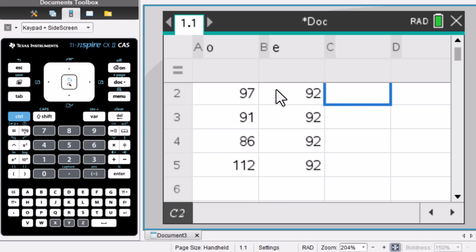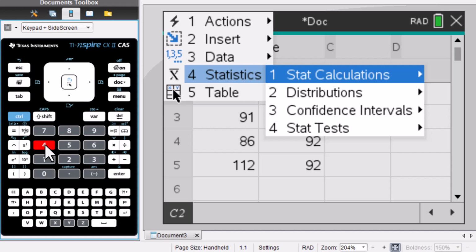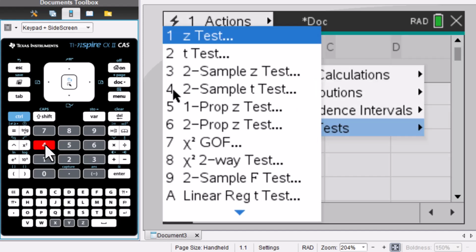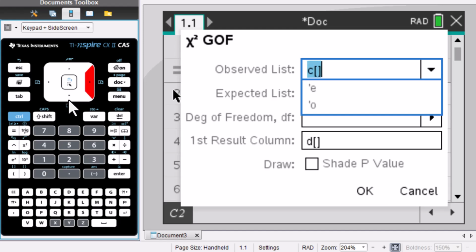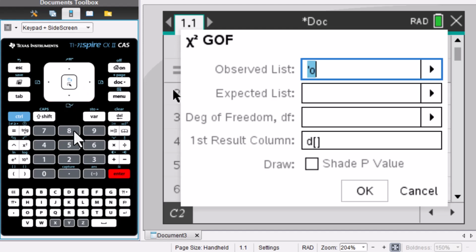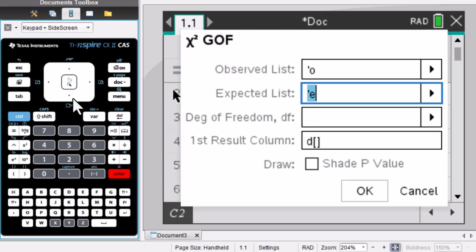Click on menu 4, statistics. Go to 7, stat tests. This is a chi-square GOF test. Go to 7. Observed list: O for observed list. Expected list: it's E. Degrees of freedom 4. Then enter.